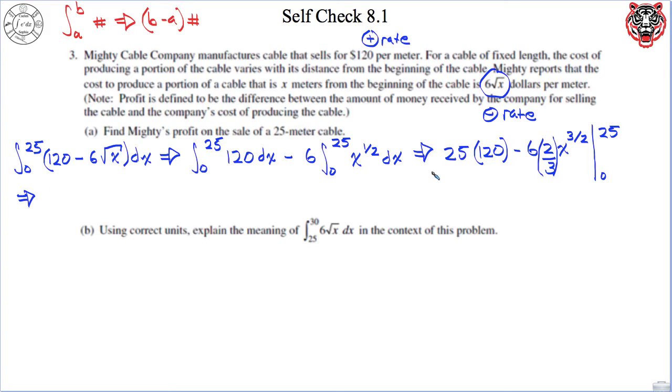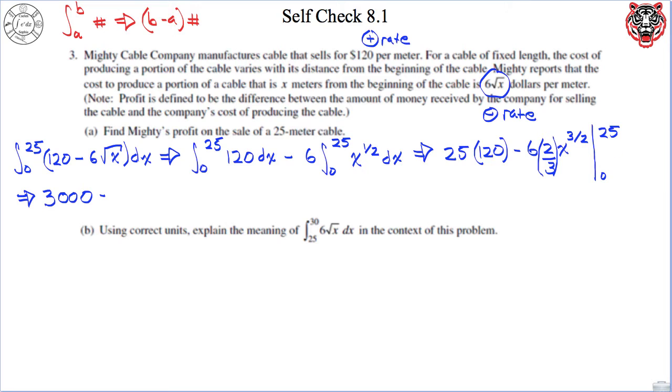So I need to do 25 times 120. I know that 25 times 12 is 300, and then 300 with an extra 0, so that's 3,000. So 25 times 120 is 3,000, and I need to subtract this integral. I noticed that when I plug in 0, this whole thing is going to be 0, so I really only need to worry about that 25.